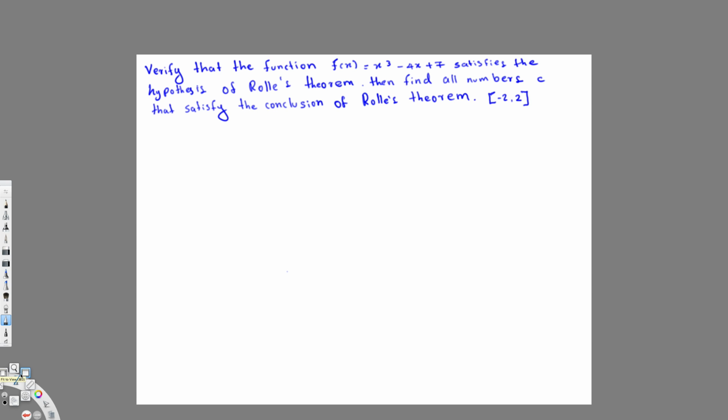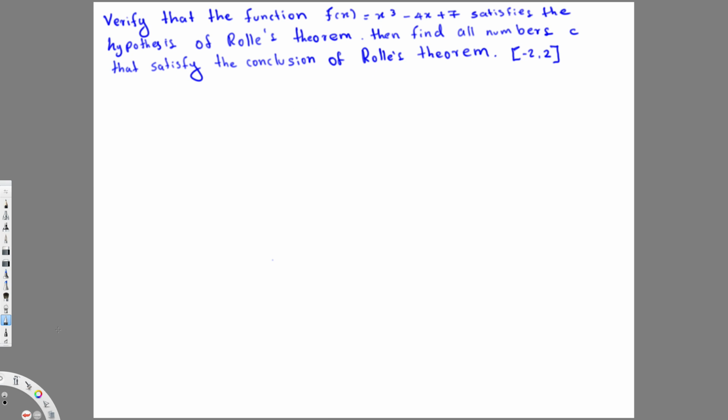Let's do this problem right here. The question is asking: verify that the function f of x equals x cubed minus 4x plus 7 satisfies the hypothesis of Rolle's theorem. Then find all the numbers c that satisfy the conclusion of Rolle's theorem.